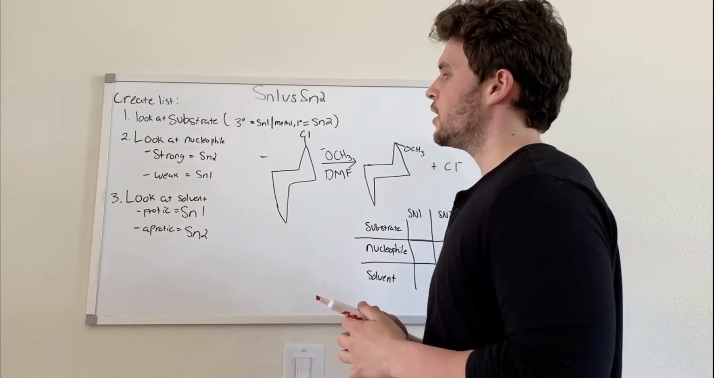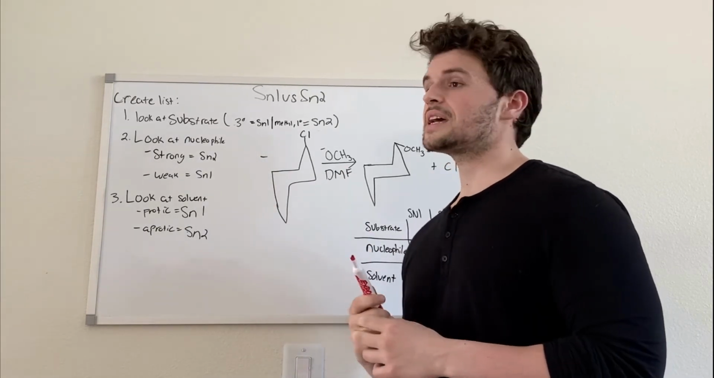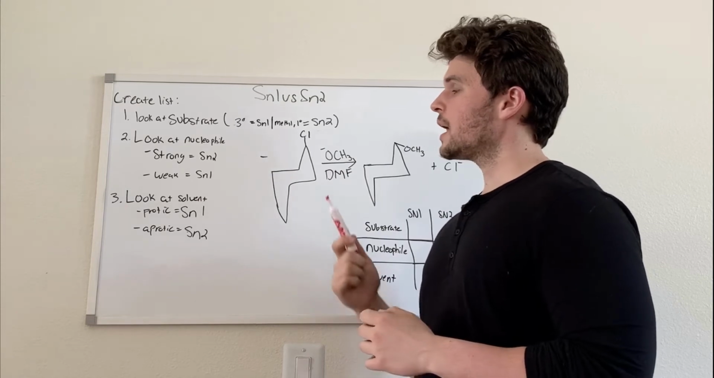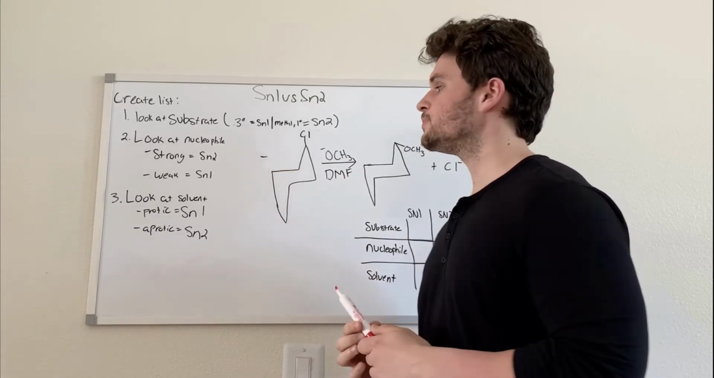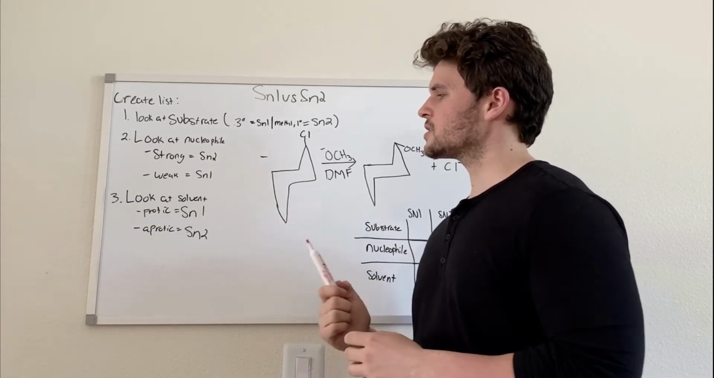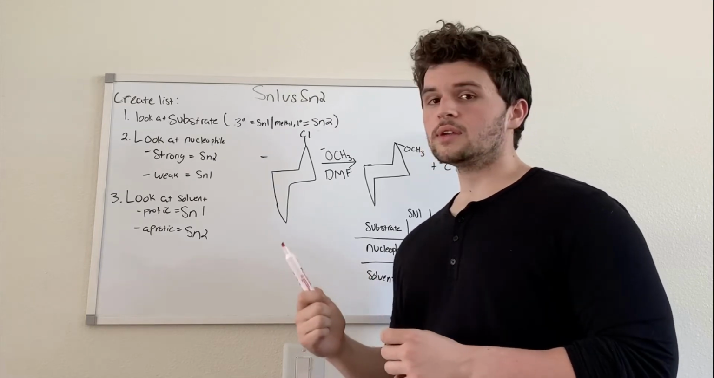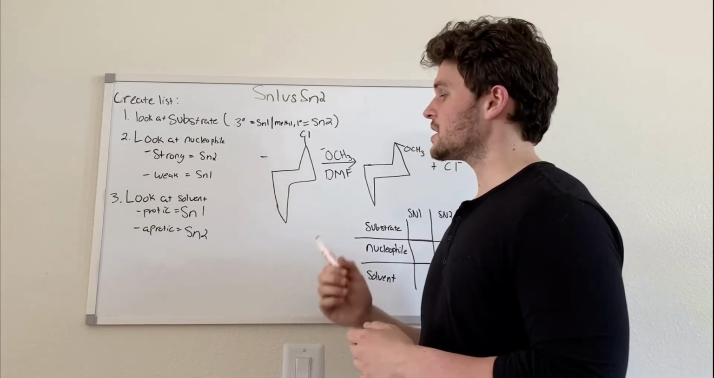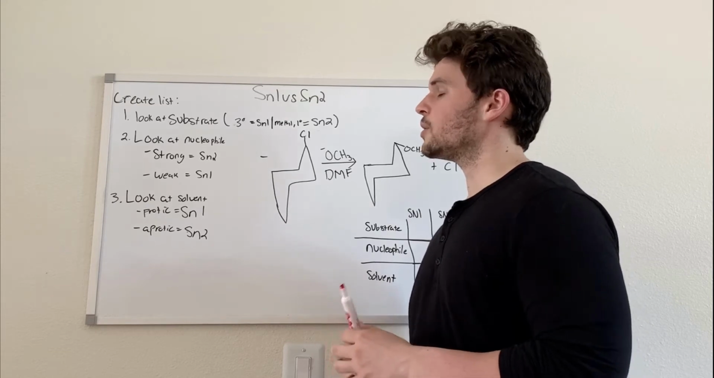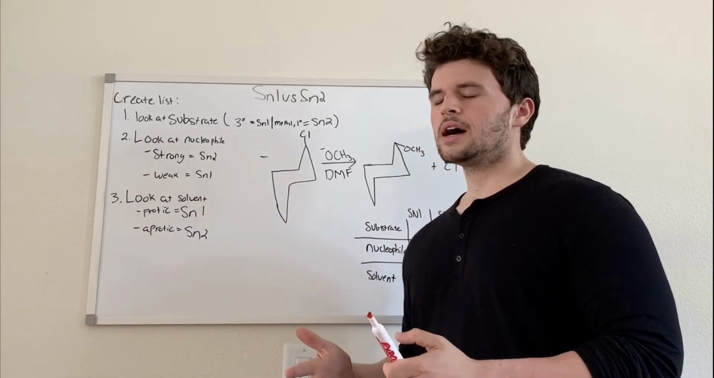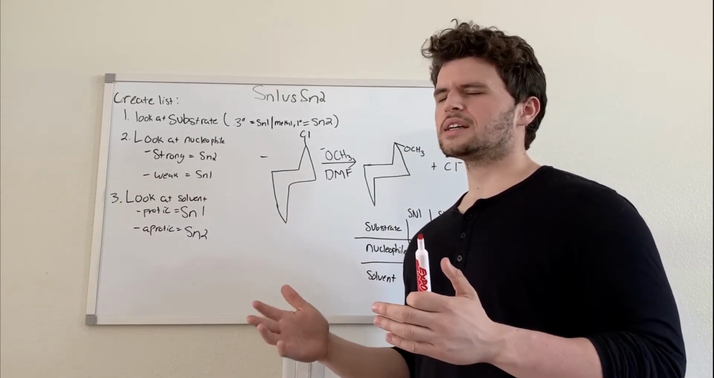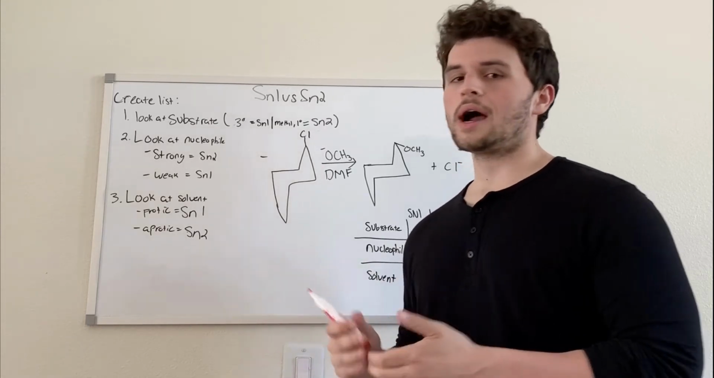Second, you look at the nucleophile. If it's a strong nucleophile, it's most likely SN2. If it's a weak nucleophile, it's more leaning towards SN1. And then third, look at the solvent. If it's a protic solvent, it's more likely SN1, and if it's an aprotic solvent, it's more likely SN2. Again, you want to weigh all three of these together and see which way it's going to lean the most. And so I like to weigh it like that.